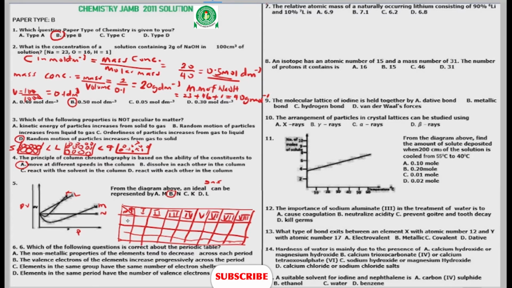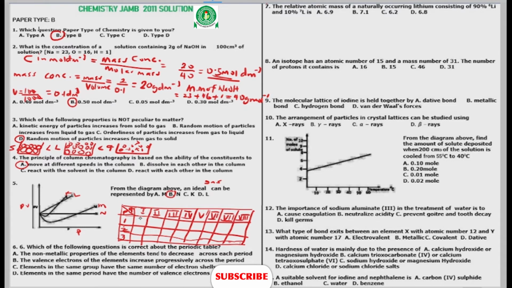Now the period runs horizontally, it's a horizontal line. So we have period 1 here, period 2 here, period 3 here, and so on and so forth. Now, the groups run along the vertical axis. That is group 1, group 2, group 3, group 4, group 5, group 6, group 7, group 8, and this one is period 1, period 2, period 3.